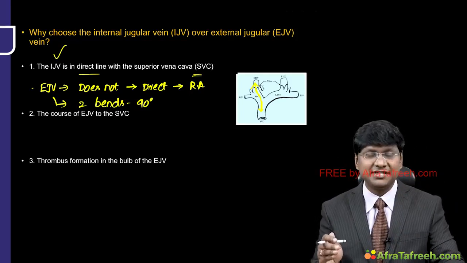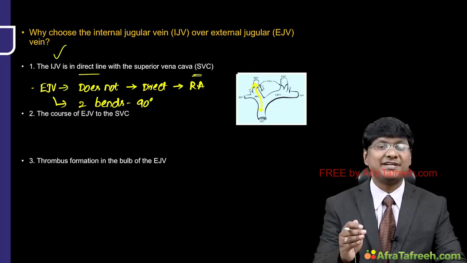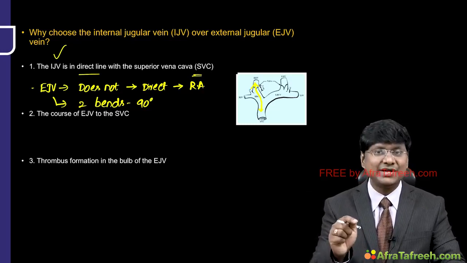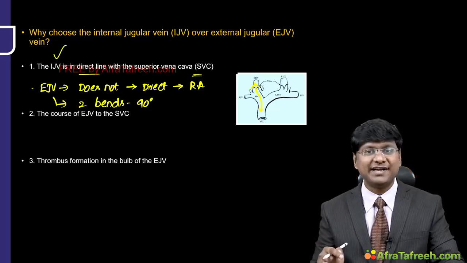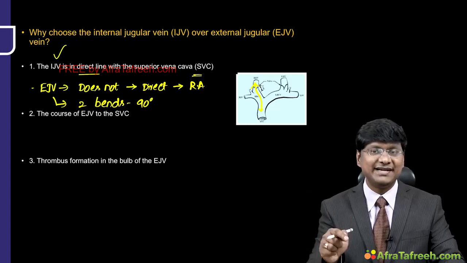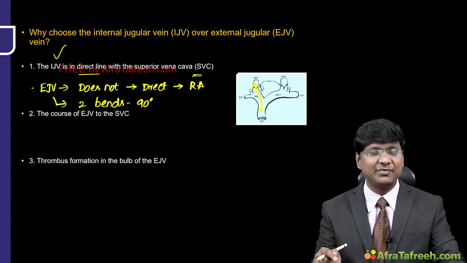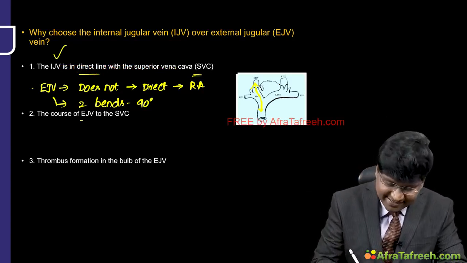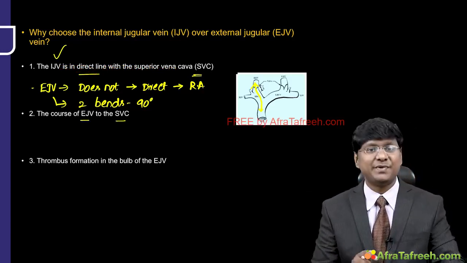The right atrial pressure is not exactly transmitted to the external jugular vein. It is the internal jugular vein which is in straight connection with the right atrium. That is the reason why the internal jugular vein is taken as the vein which represents the right atrial pressure changes. Next is the course of the EJV to the superior vena cava.